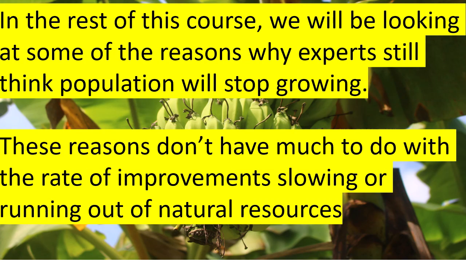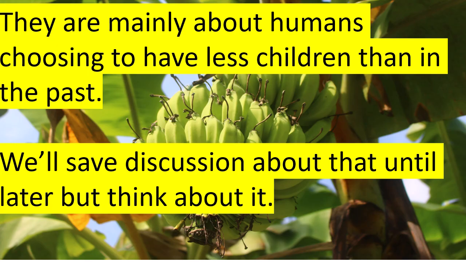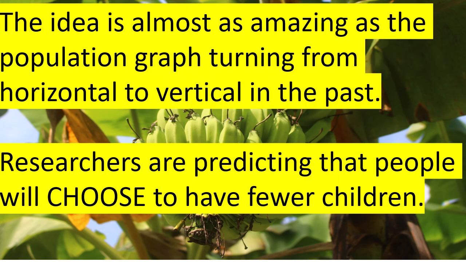In the rest of this course, we will be looking at some of the reasons why experts still think population will stop growing. These reasons don't have much to do with the rate of improvement slowing or running out of natural resources. They are mainly about humans choosing to have less children than in the past. We'll save that discussion until later, but think about it. The idea is almost as amazing as the population graph turning from horizontal to vertical in the past. Researchers are predicting that people will choose to have fewer children.